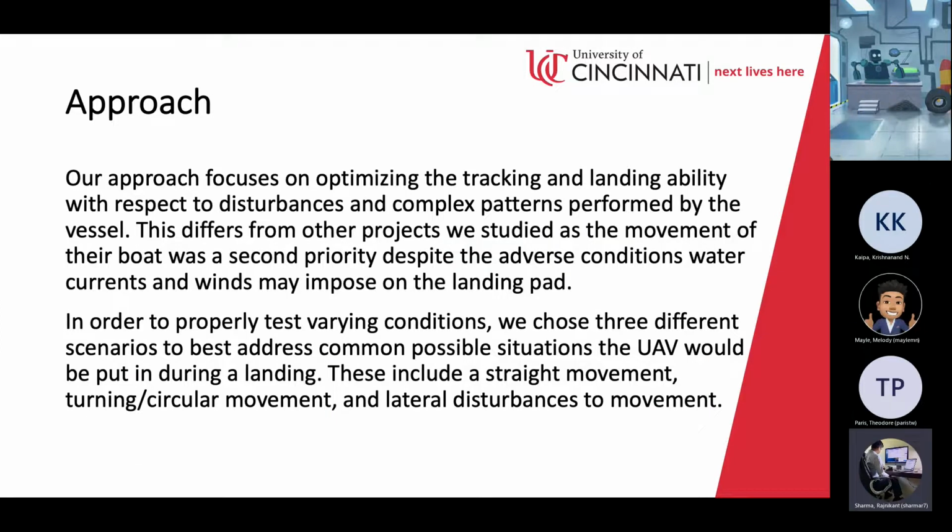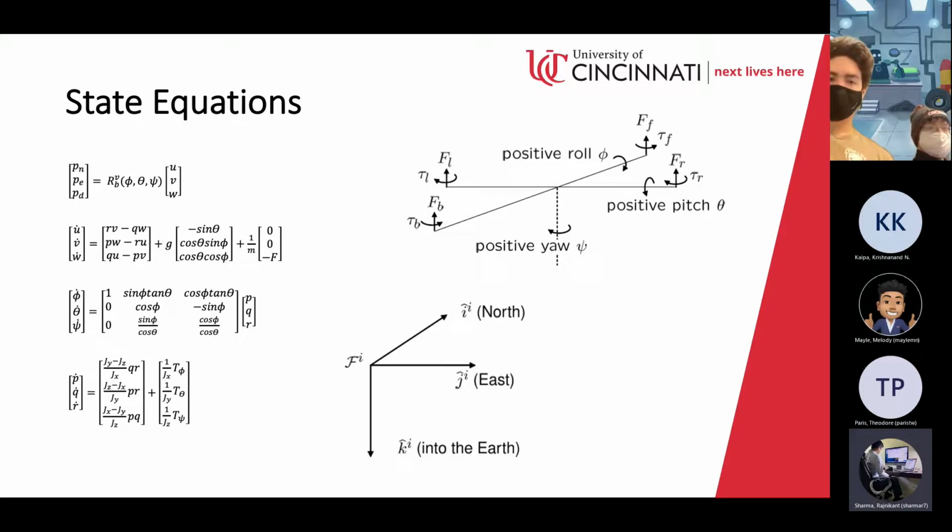So we still have the same approach. We wanted to look more at the ship movement and track different ship movements: straight line, a turning circular motion, or where there are disturbances, which would represent surf. Here are the equations we use, which are the same ones we've been using for the whole year with our quadcopter, with the standard north-east, and then positive down.